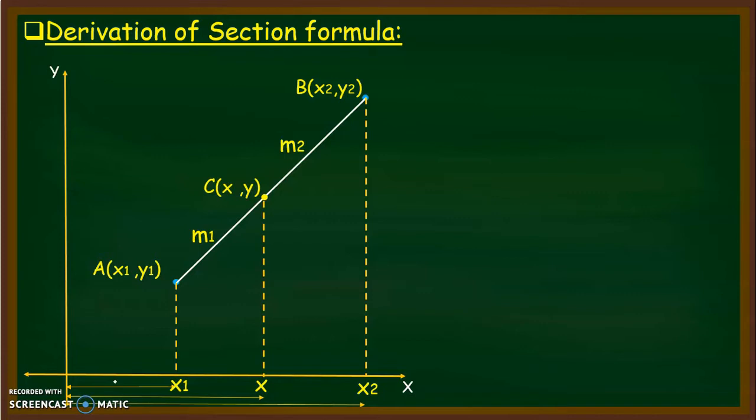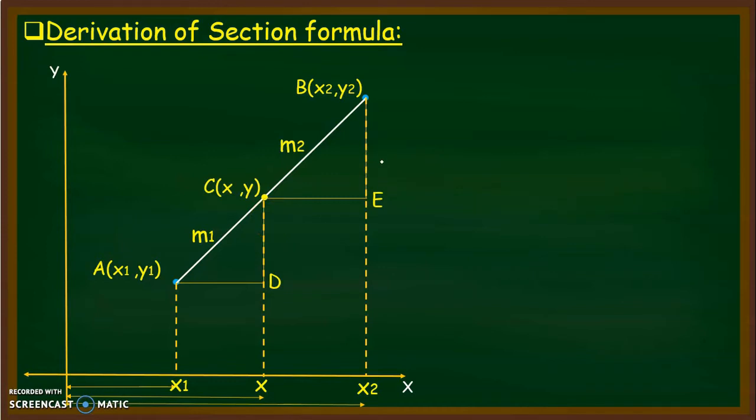Now draw one horizontal line from point A and one vertical line from point C, and in the same way one horizontal line from point C and one vertical line from point B, and wherever those lines intersect, let's say this is point D and this is point E. So here we get two triangles, first triangle ADC and another triangle BCE. Two right angle triangles we have.